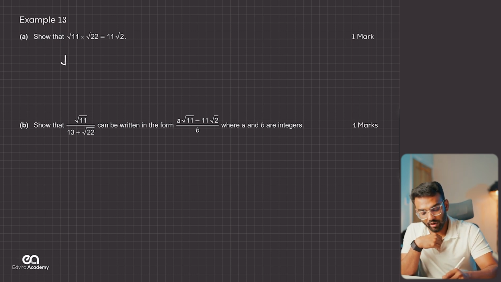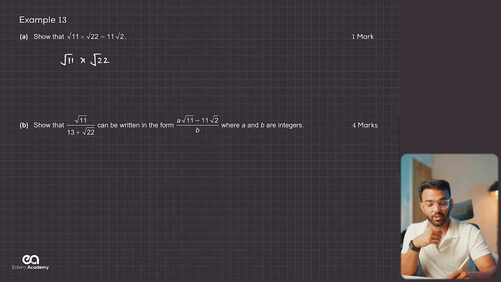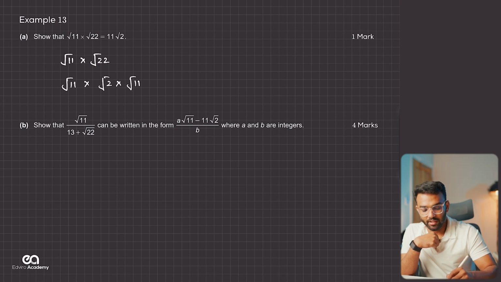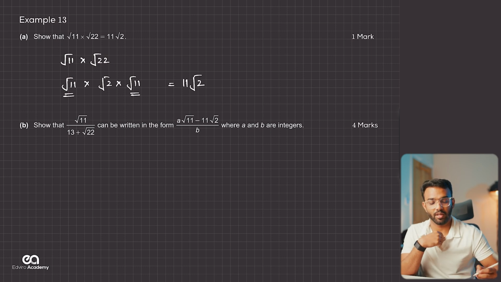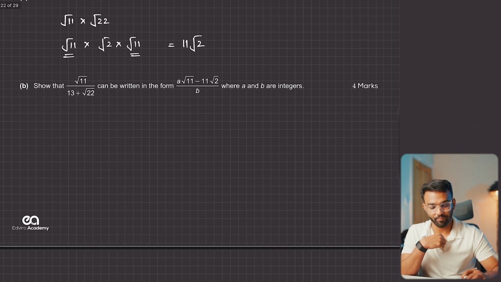So square root of 11 times square root of 22. You see that square root of 22? We could write it as square root of 2 times square root of 11. Square root of 11 times 11 is just 11. So this is just 11 times root 2. Simple, 1 mark. And now we have a little bit harder version.